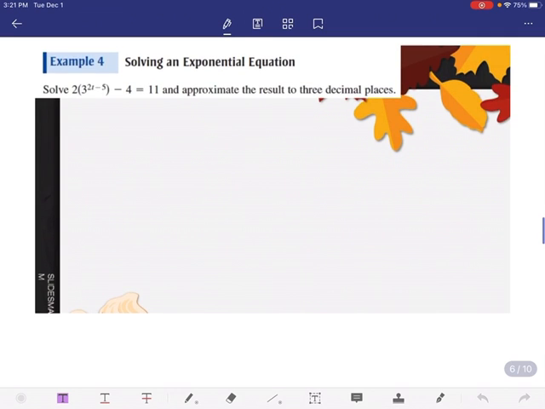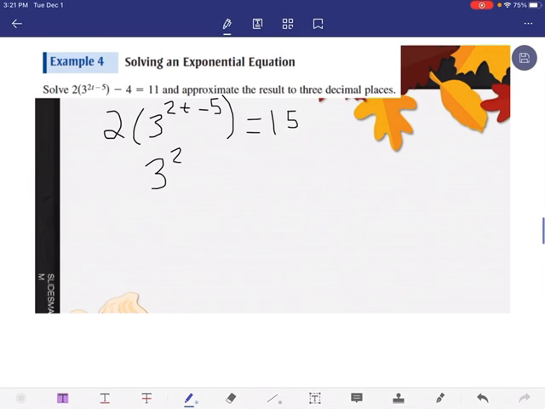Alright, now this next one looks a little bit more complicated, but it's not awful. So again, remember, we always want to try and move the stuff away from whatever's being raised to the power. So we want to add 4, and we get 15, then divide by 2, and we get 15 halves. Then we're going to take log base 3 of both sides.